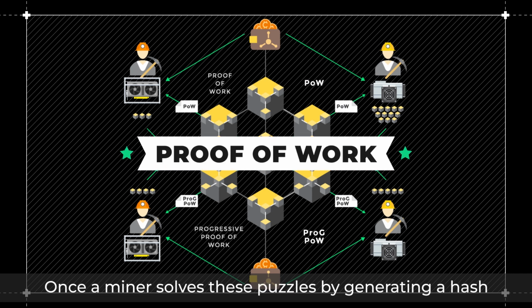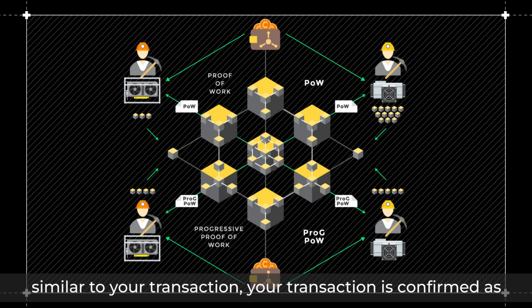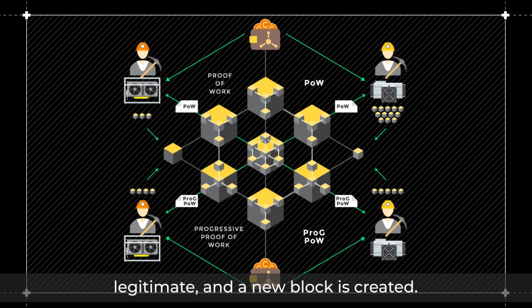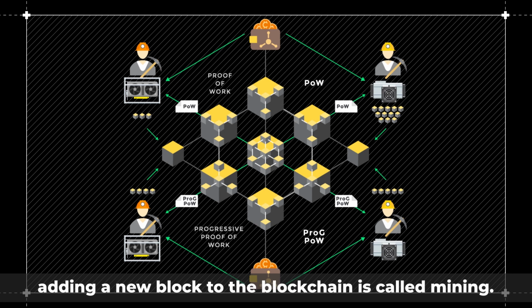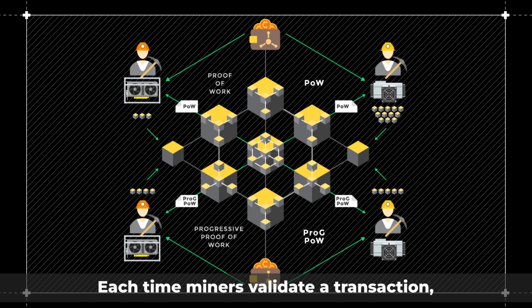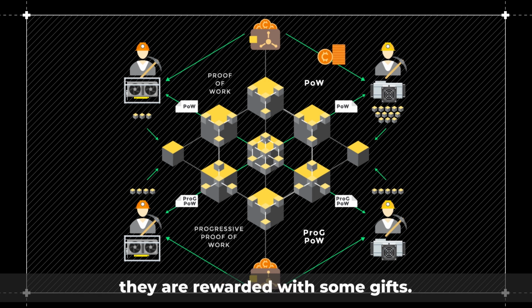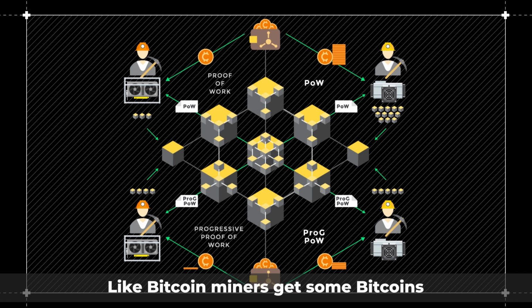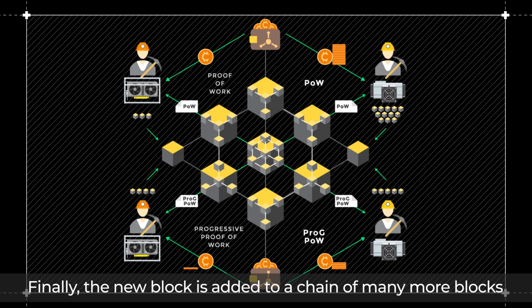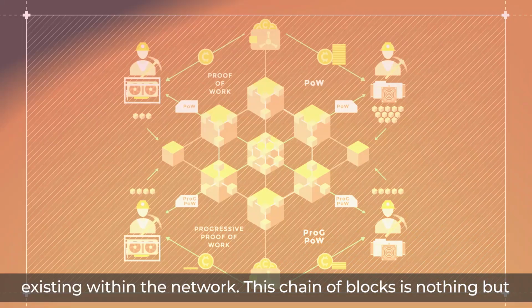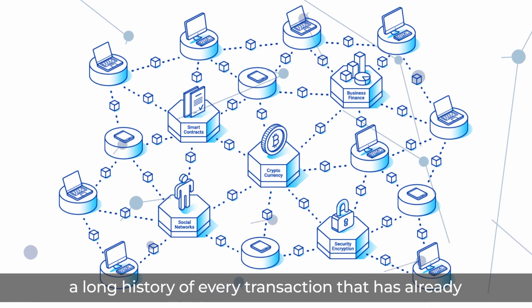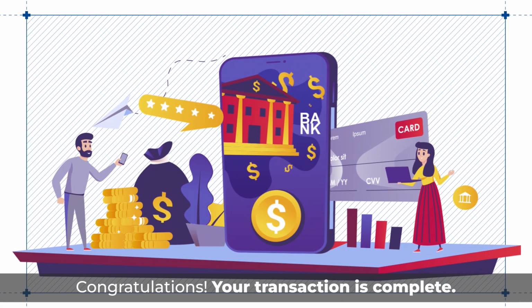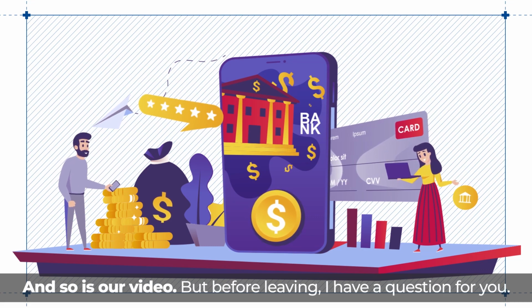Once a miner solves these puzzles by generating a hash, your transaction is confirmed as legitimate and the new block is created. And this entire process of validating a transaction and adding a new block to the blockchain is called mining. Each time miners validate a transaction, they get rewarded with some gifts. Like Bitcoin miners get some Bitcoin for every approved transaction. Finally, the new block is added to the chain of many more blocks existing within the network. This chain of blocks is nothing but a long history of every transaction that has already taken place in the blockchain. Congratulations, your transaction is complete, and so is our video.